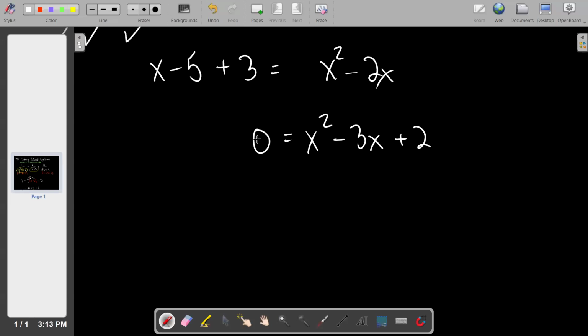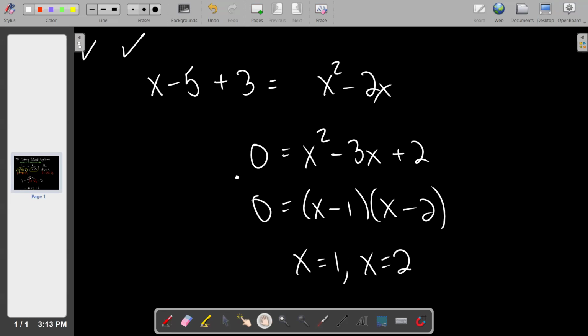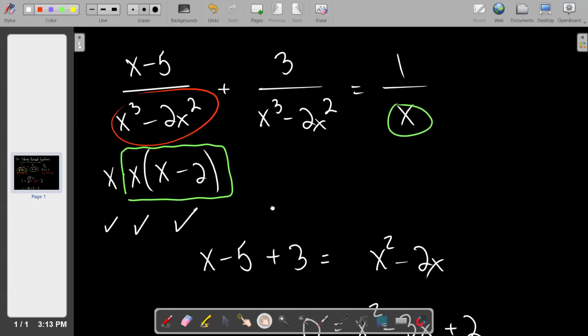And now it's time to factor. This factors into x minus 1 times x minus 2. Keep your equals 0 and then state your candidates. And the candidates are x equals 1 and x equals 2. Okay. So our job now, before we box them or cross them, is to go back up to the top and let's take them for a spin. So we have 1 and 2.